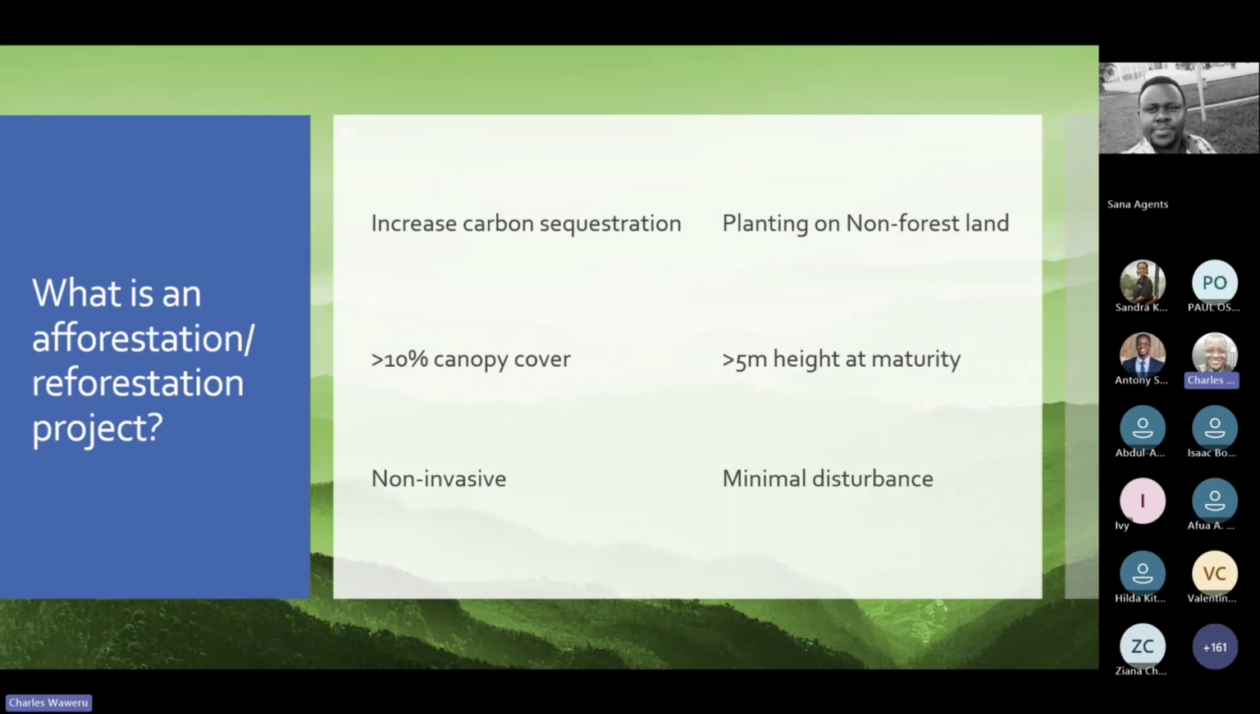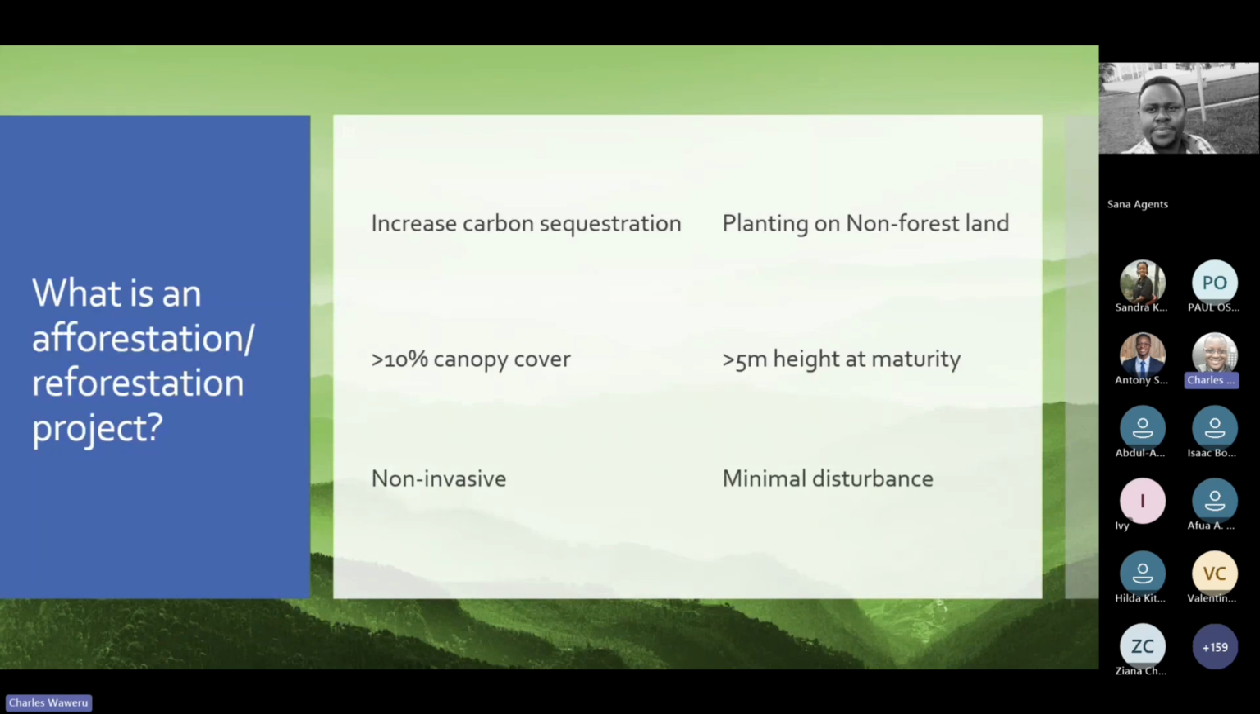Again, we are looking at ARR, or AR if you like, and you're not looking at agroforestry or soil organic carbon or grasslands projects. Now, the first question you need to ask yourself is, what is an afforestation and reforestation project? This term is synonymous with afforestation, reforestation, and revegetation, or ARR. So whenever you hear me mention ARR, just remember we're dealing with afforestation, reforestation, and revegetation.